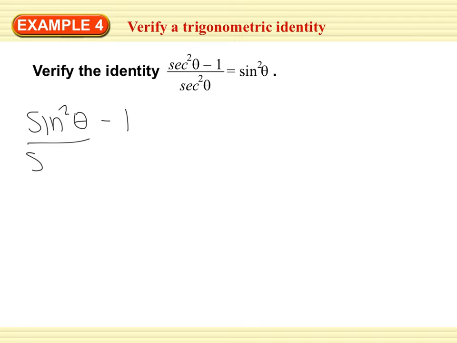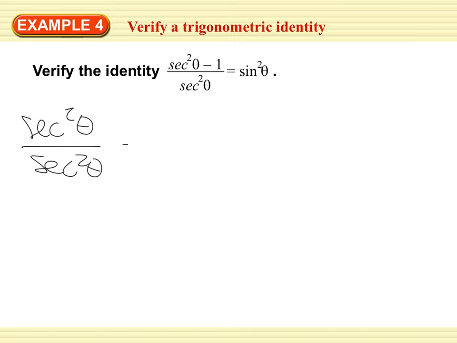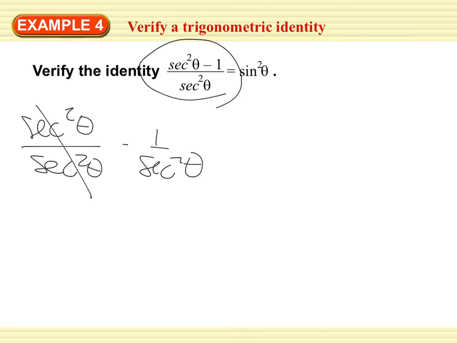Oh, I wrote sine. That's a way to confuse the students straight away. Secant squared theta over secant squared theta minus 1 over secant squared theta. Okay, that's equal to this. Now this simplifies to 1, and I have 1 over secant squared theta.